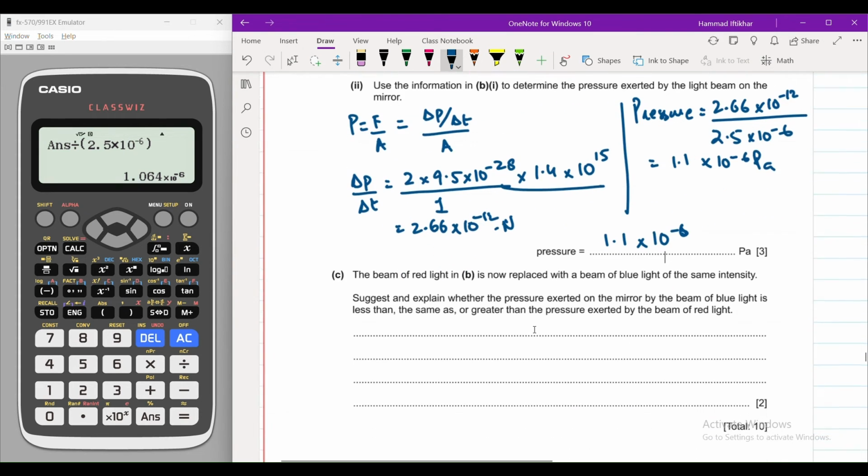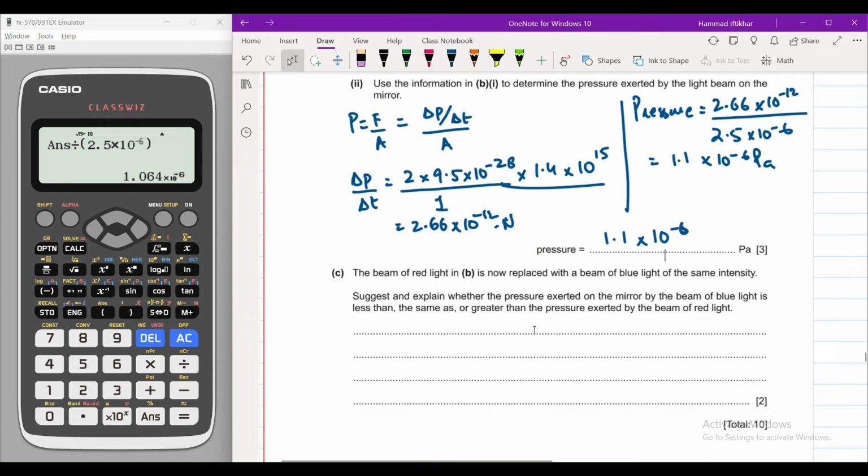Okay, so the beam of red light in B is now replaced with a beam of blue light of the same intensity. Okay, so just to explain whether the pressure exerted on the mirror by the beam of blue light is less than, same as, or greater than the pressure exerted by the beam of red light.